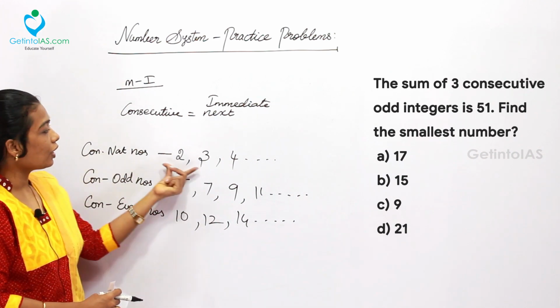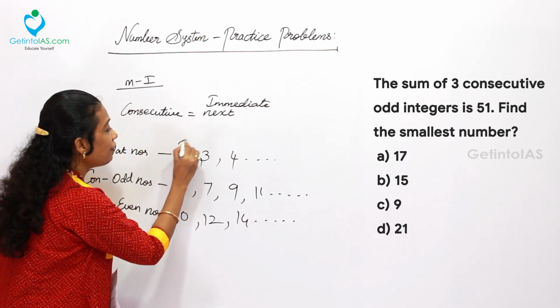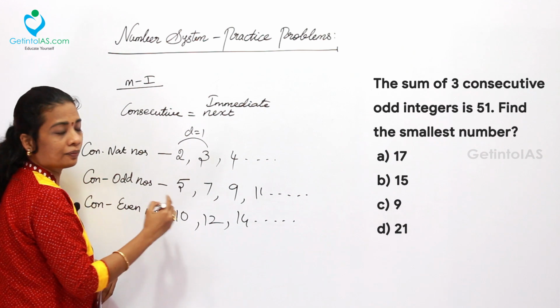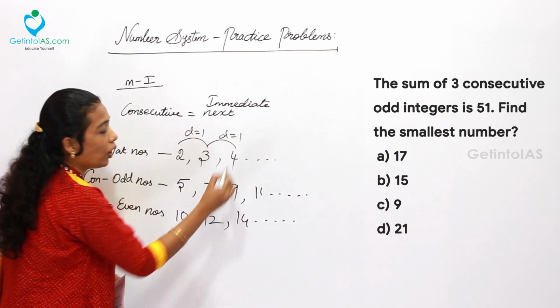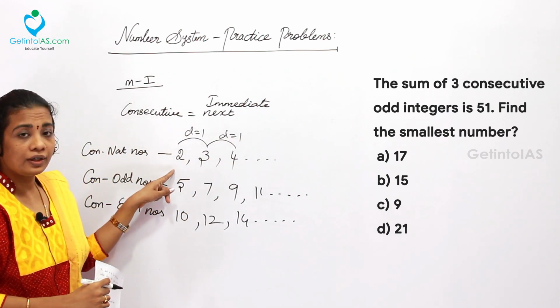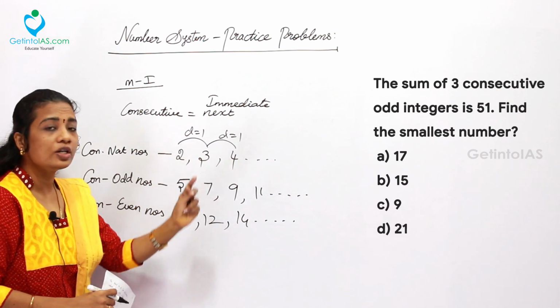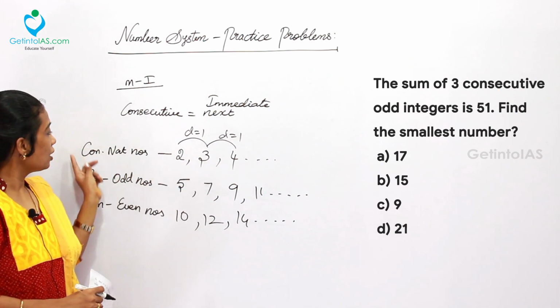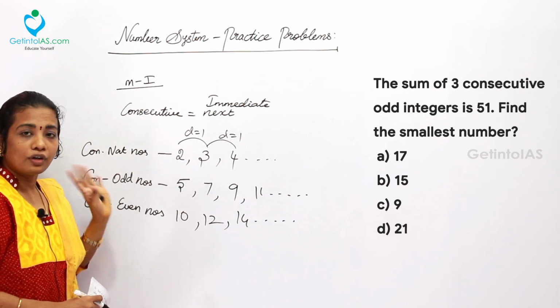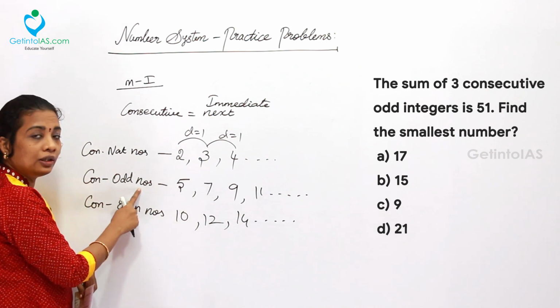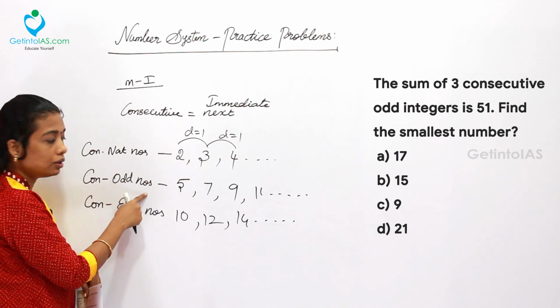In the consecutive natural number series, everywhere the difference will be 1. Here the difference will be 1. That's all. So the starting point is not even mentioned. The difference will be the same. It remains 1 for consecutive natural numbers. What happens in the case of consecutive odd numbers?